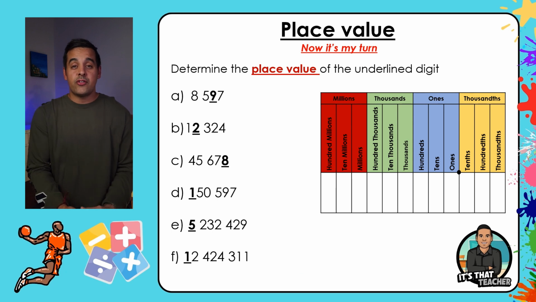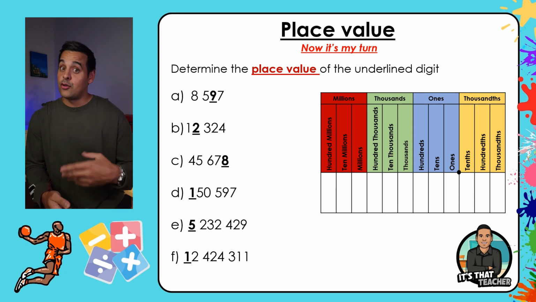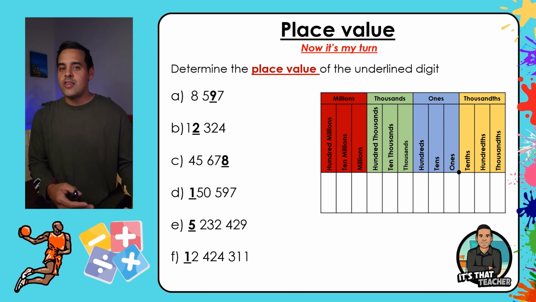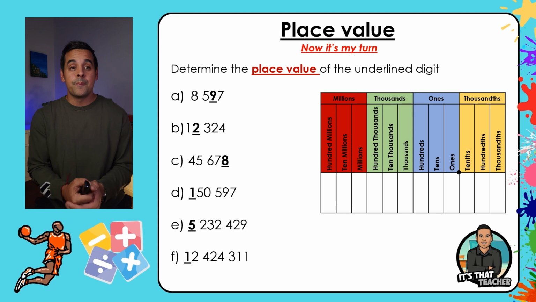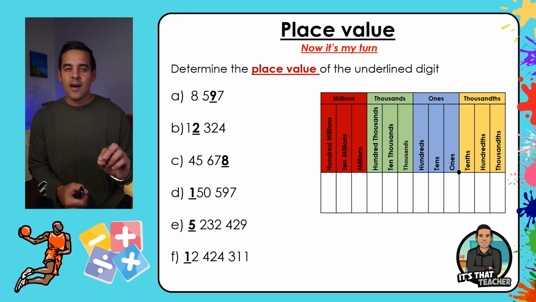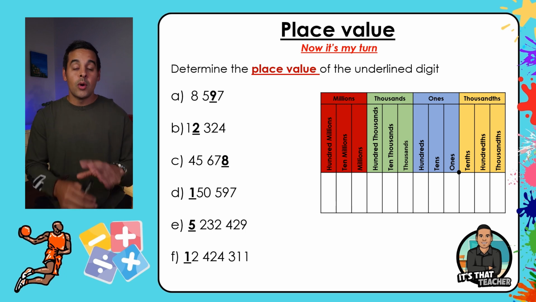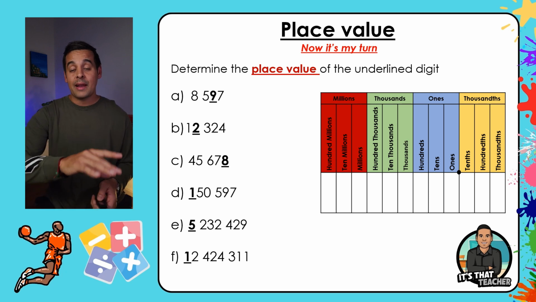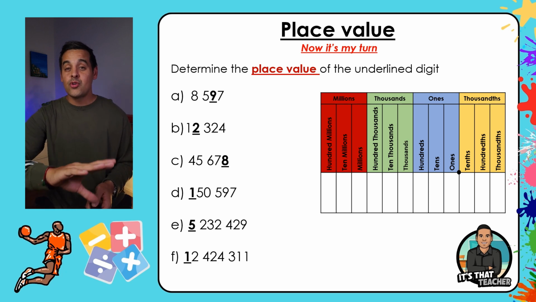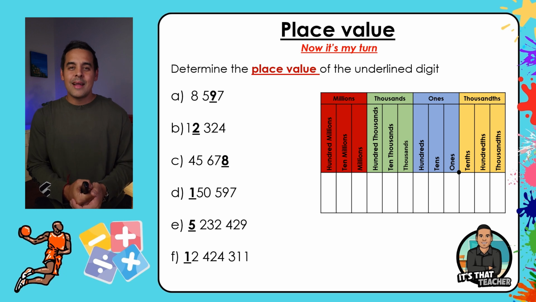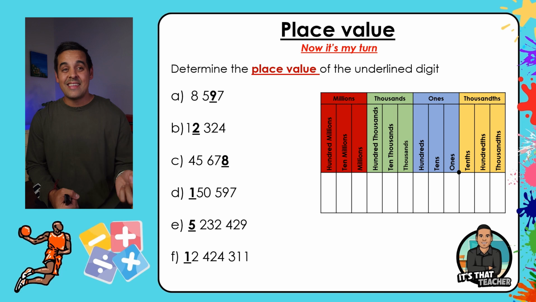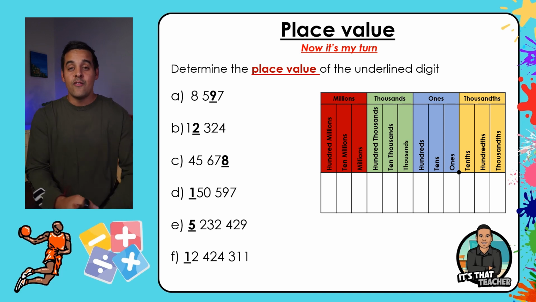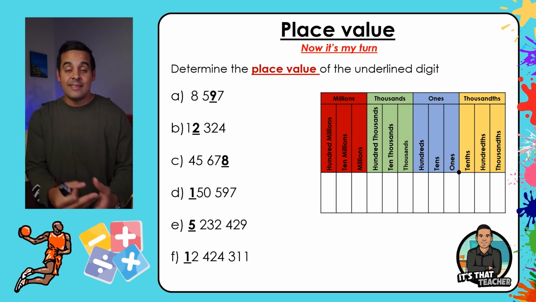Now, I'm going to do a few questions for you, and then it's going to be your turn. So, you'll get questions like this in your class, in your test, at home, and we're going to go through it now. A, 8,597. So, before we do this, I've included a place value chart for you to make sure you can follow on. So, when you read the number, it's very important. 8,597. So, what the question is asking you is to determine the place value based on the underlined digit, okay?